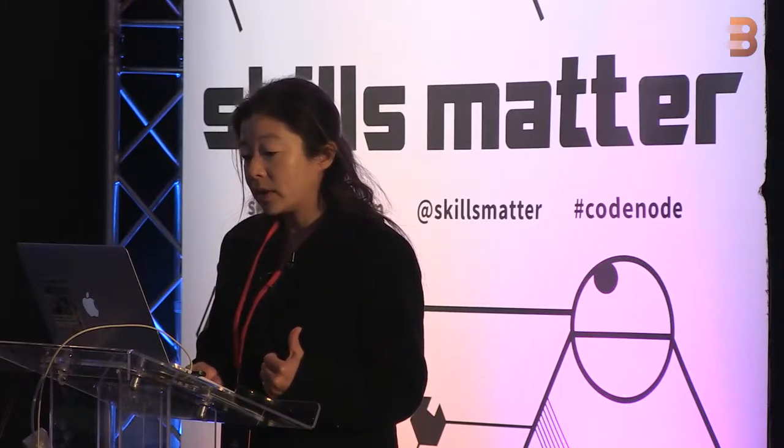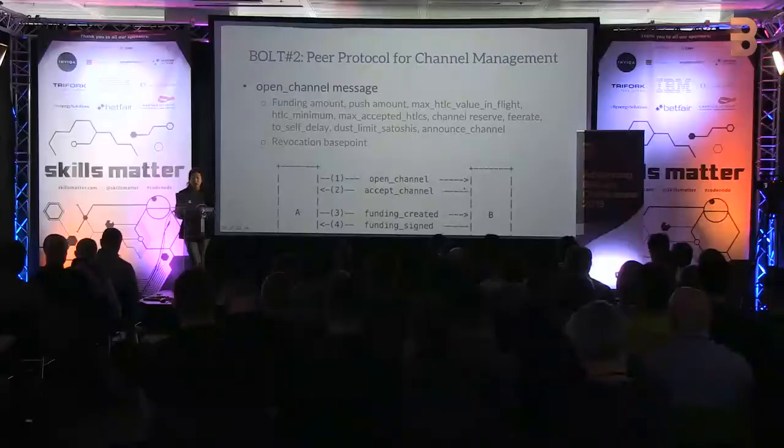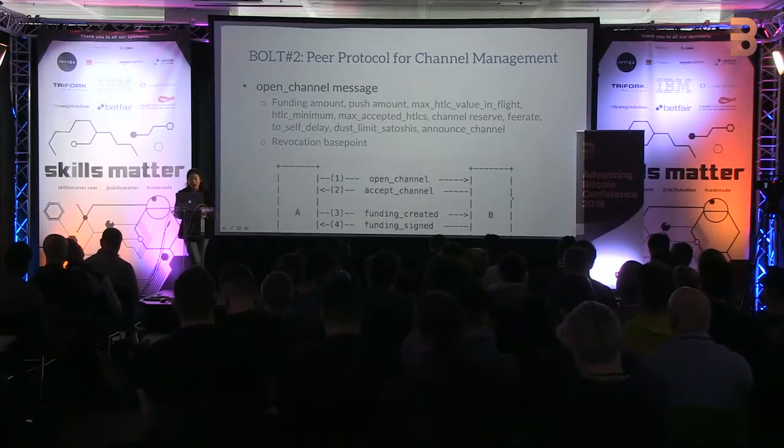So when a channel is created, you can basically think of an open channel as a smart contract. Node A is creating the offer of entering into a contract with B, and B can accept. And each channel has something known as a revocation base point, and this is used as the leverage in case the contract is breached and one party misbehaves.